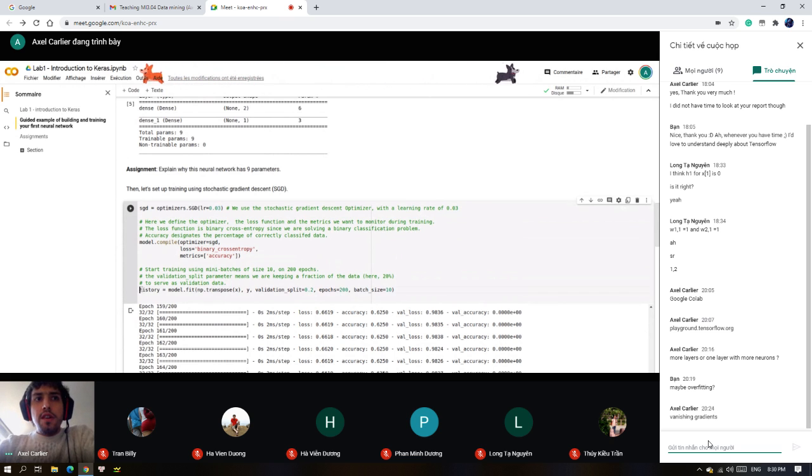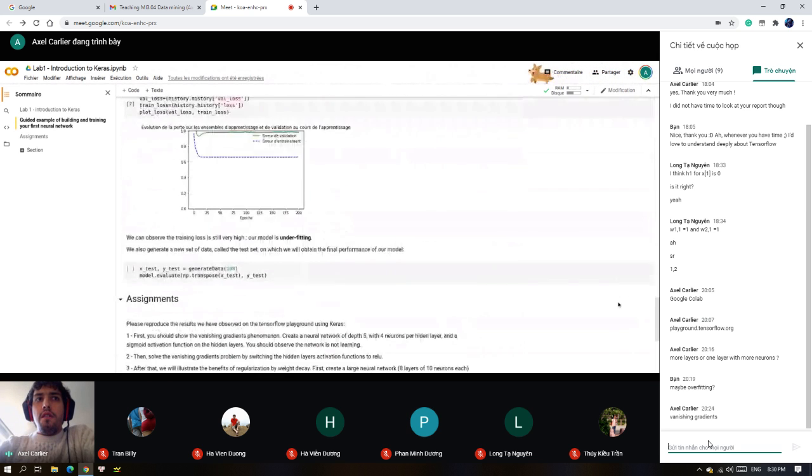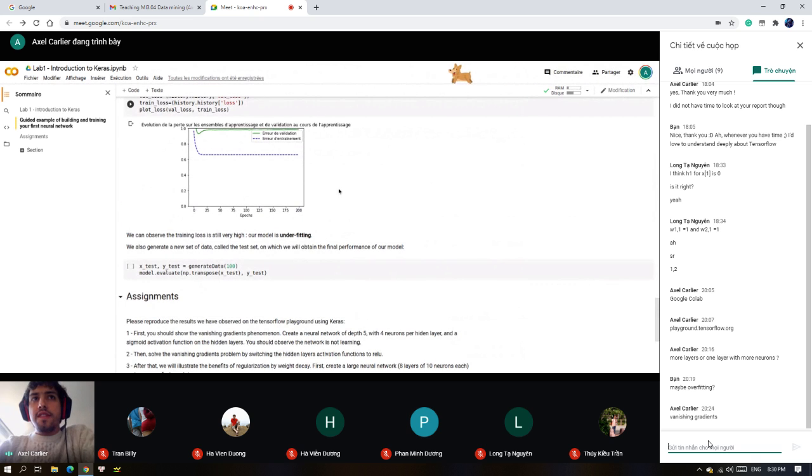And finally, here is the line of code that allows you to train the neural network. It's model.fit. Model is the neural network. Fit is a function from Keras that allows you basically to fit this X with this Y. So this is basically the result.